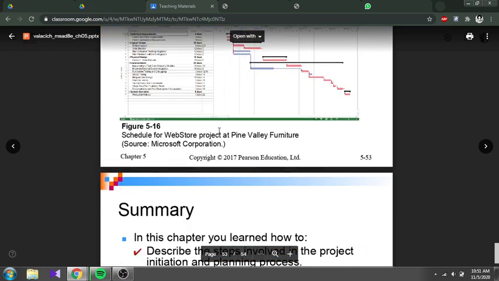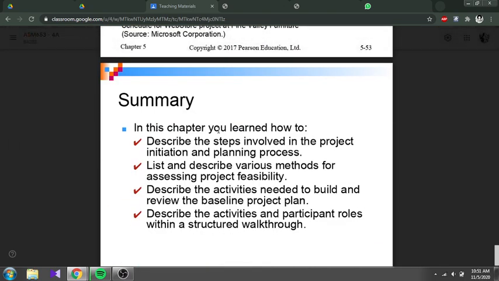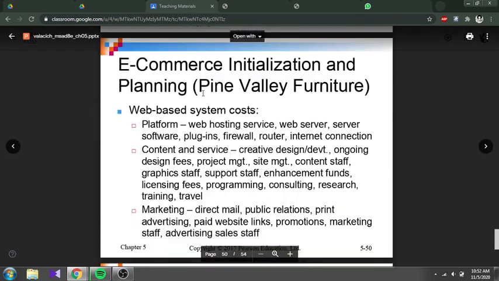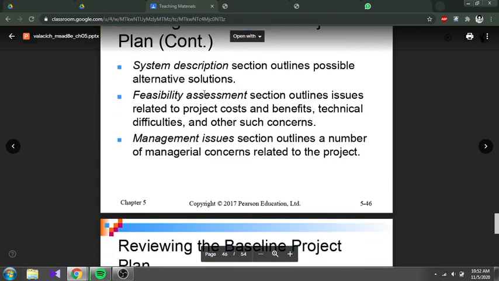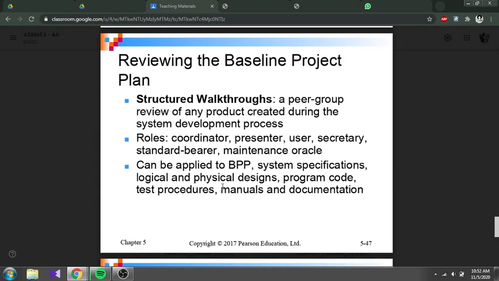Just an example. Okay, summary of this chapter: you can describe the steps involved in the project initiation and planning process. We are done with the first step of the SDLC. And list and describe various methods for assessing project feasibility. Remember technical, operational, what else? And describe the activities needed to build and review the baseline project plan, which I covered in this video. And describe the activity and participant roles within the structured walkthrough. The structured walkthrough earlier, I forgot. Oh, this one: coordinator, presenter, all of those.